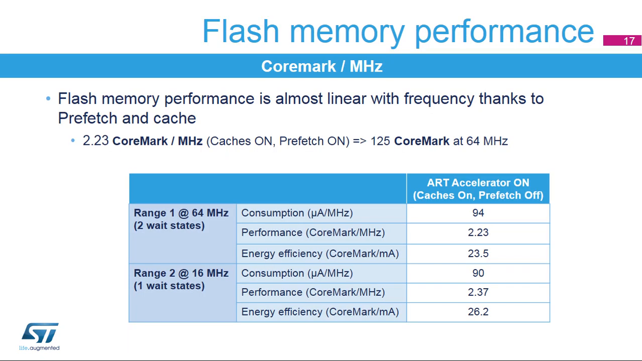This array also shows that enabling the prefetch buffer and the instruction cache contributes to reducing consumption due to flash memory accesses. The consumption is only 4 microamps per megahertz larger when running in power scale range 1 at a frequency of 64 MHz. The reason is that the prefetch buffer and instruction cache are located in the VCORE domain. When they provide the requested instruction, no flash memory access is needed, which saves energy.